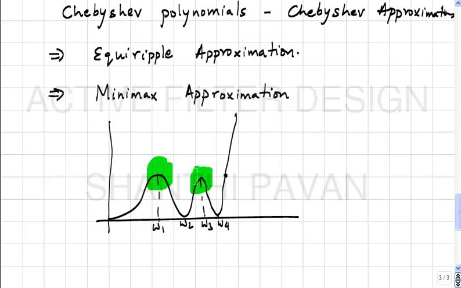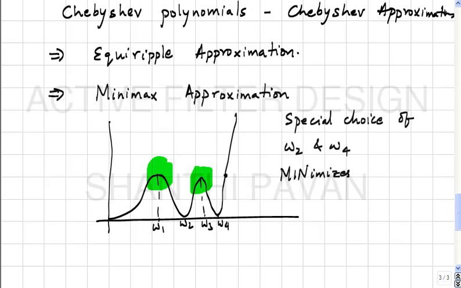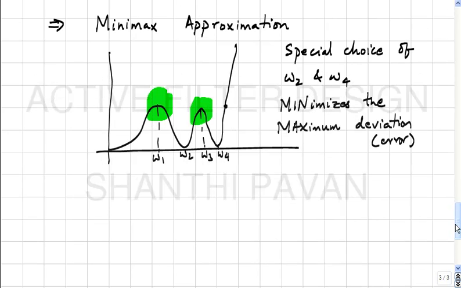Okay. So that is why this special choice of omega 2 and omega 4 minimizes the maximum deviation or error. That's why this is called the Minimax approximation.